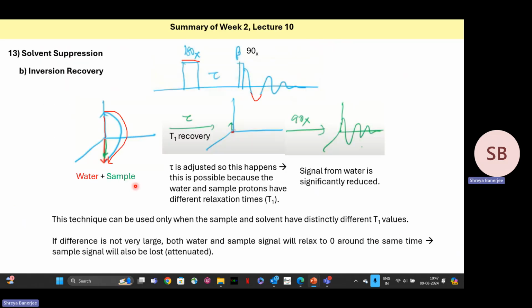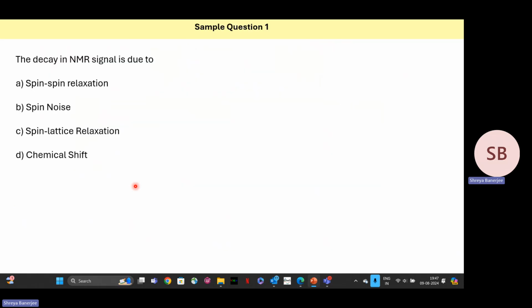So that basically covers the summary of week 2. We will continue with more ways of solvent suppression in the next lecture. But before that, I'll quickly go through some sample problems. These are basically the problems in the week 1 assignment. So I'll go through them.